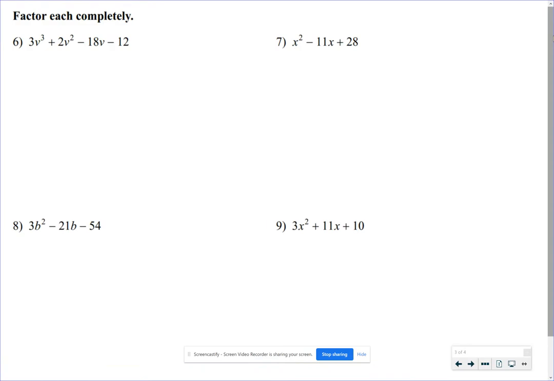Okay, this is the second video for the Unit 3 test review. These are the problems that are on the back of the review. We are now factoring completely.